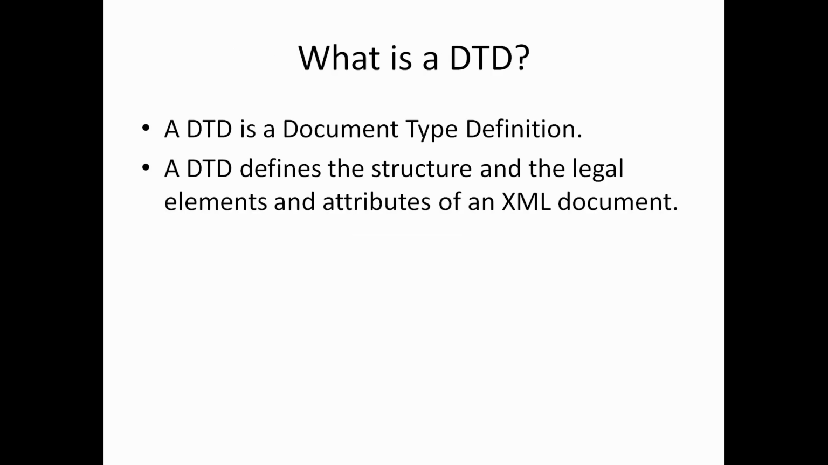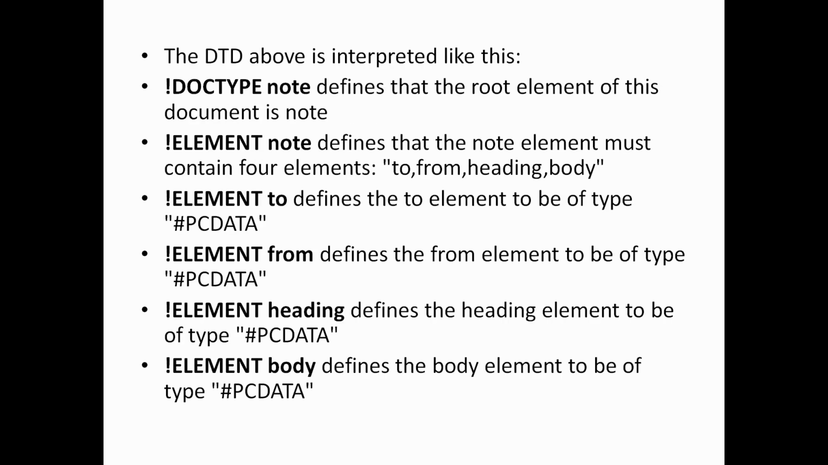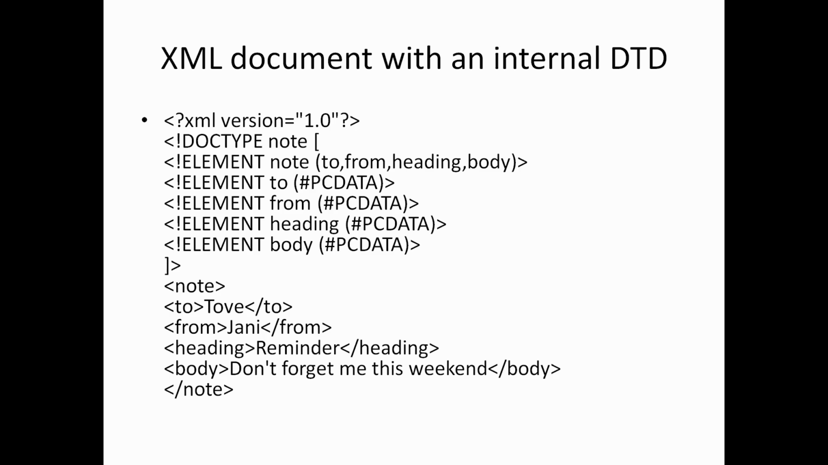Next, DTD. I have to write a DTD for an XML document. DTD is document type definition, which defines the structure and the legal elements and attributes of the XML document. So this is the example. Here I have written one XML document, and for that I have to create a DTD.